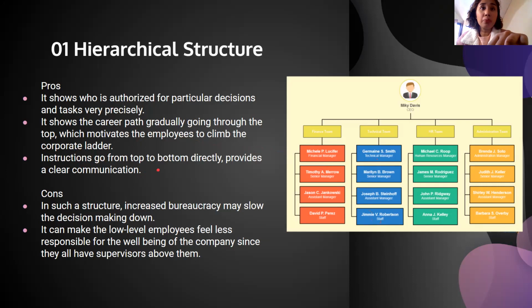Instructions going from top to bottom directly provides clear communication. Okay? So at least alam mo kung kanino ka magko-communicate. Kung ikaw si Anna, mag-communicate ka kay John P. Ridgway if you have any issues. However, cons: in such a structure, increased bureaucracy may slow down the decision making. Since there are so many levels of authority, ang bagal ng decision. It can make the low-level employee feel less responsible.